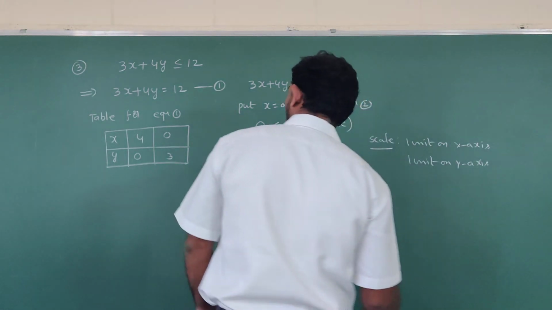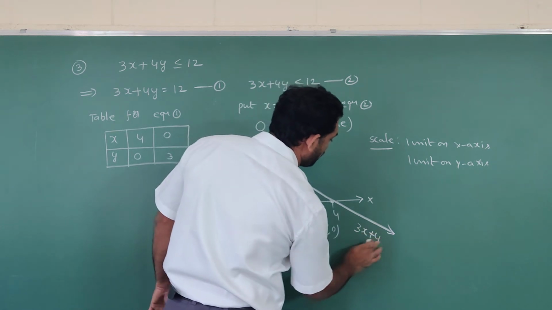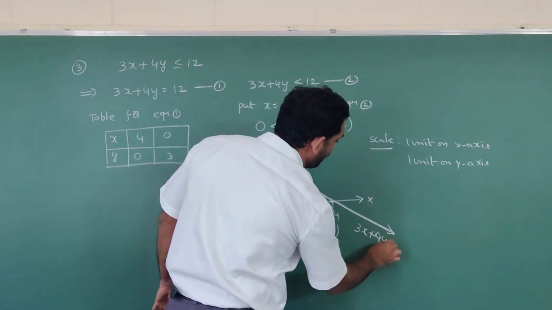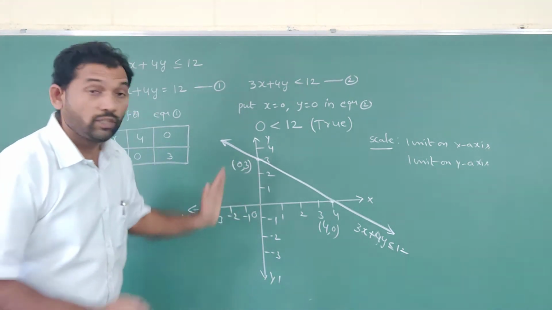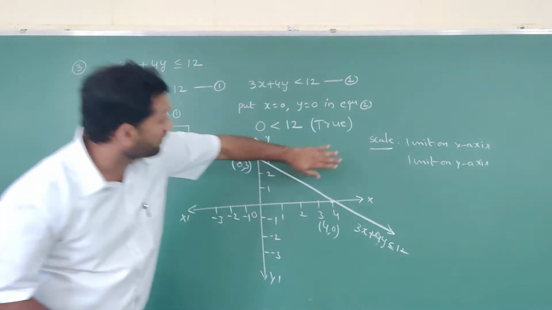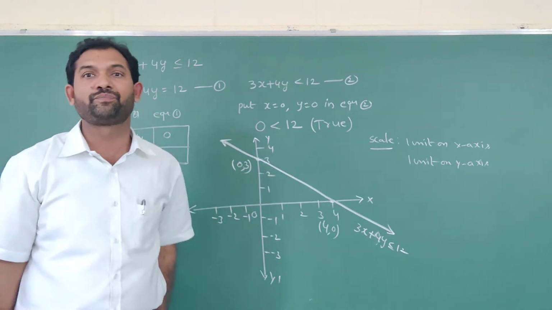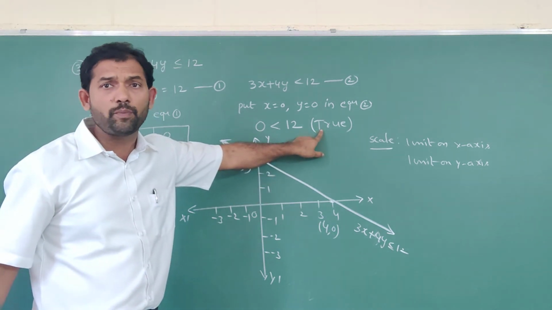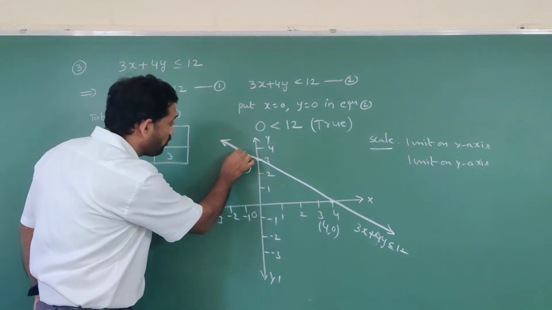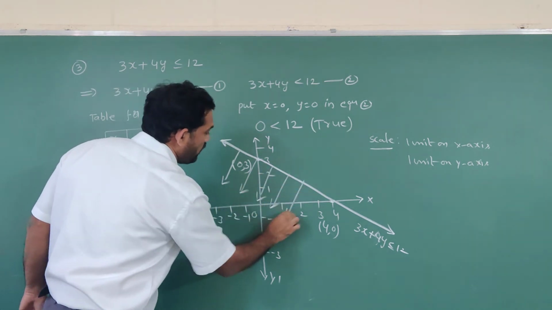So put the name: 3x plus 4y less than or equal to 12. Next, where do we have to shade? The line separates into two solutions, one above the line and one below. Where we have to shade? Here it is true, which means the solution region is towards the origin.